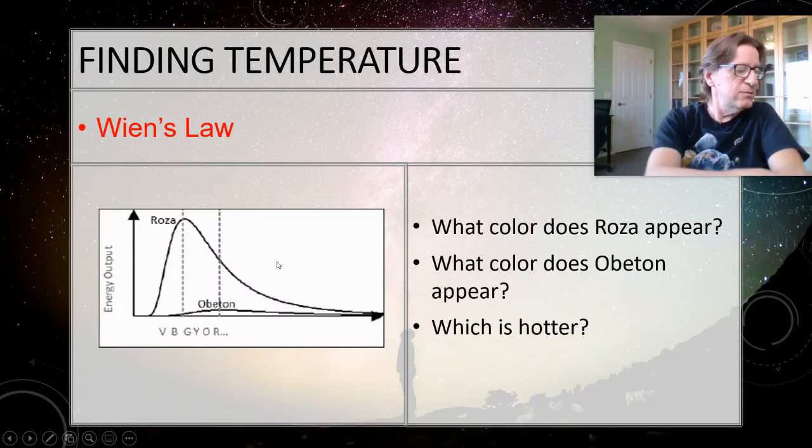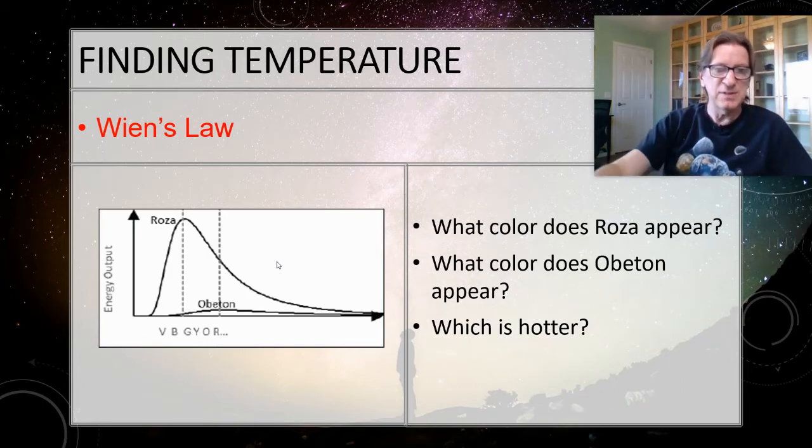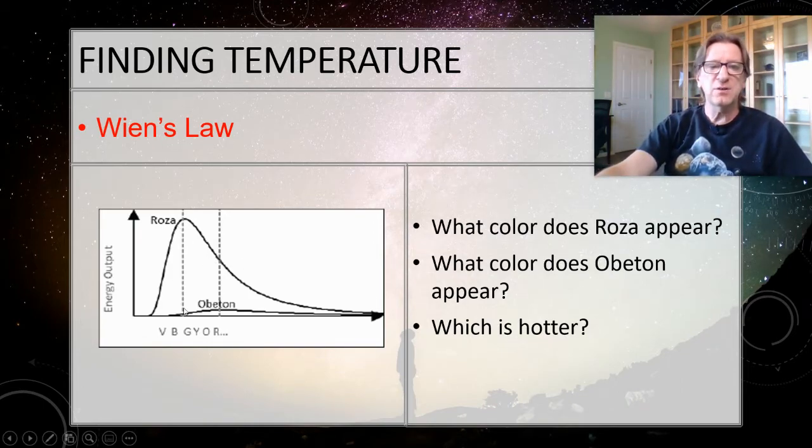All right, so look on your class notes, and we've got this diagram here. What color does Rosa appear? This is Rosa right here. And we're showing you the peaks right here. That's what these dashes are showing you. You read it off right here. This is violet, blue, green, yellow, orange, and red.